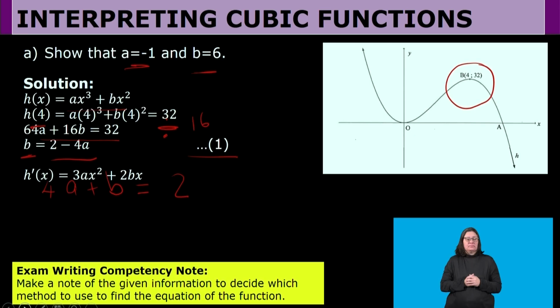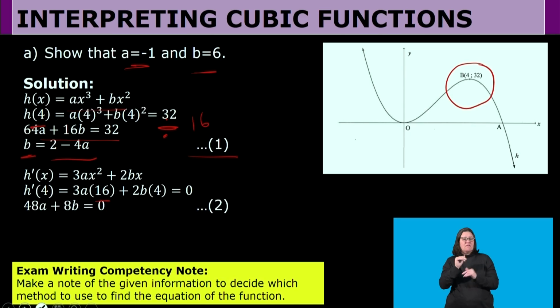That comes from the fact that we've got information about the derivative. We know that at the point x equals 4, our graph turns. So that means that the value at the point 4, h dash of 4, is going to be 0. So I substitute 4 in place of x, and I end up with 16 times (3a plus 2b plus 4) is equal to 0. How does this help me? Well, this is going to help me to get my next equation. Simplifying, I get 48a plus 8b is equal to 0. And therefore, we can call this one equation 2.